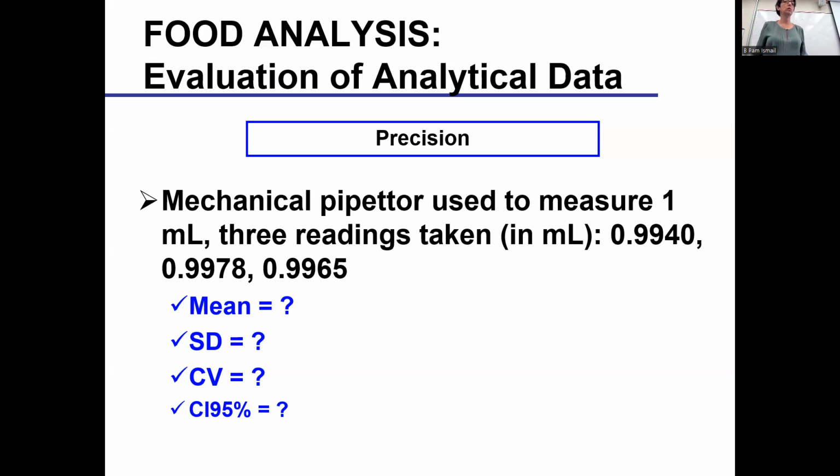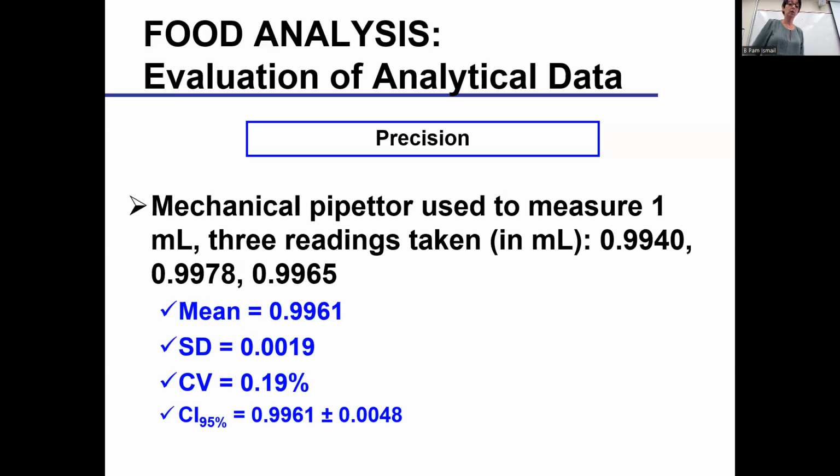Anybody with values to share? Do you have values, Kevin? Go ahead. Mean is the same as the previous problem. Yes, so 0.9961. And standard deviation, I had it in scientific notation, so I did 1.93 times 10 to the negative third. Then CV is 0.19%. And then CI. So you want to report it as the mean plus or minus. So the same mean 0.9961 plus or minus 0.0048. Perfect. You got it.